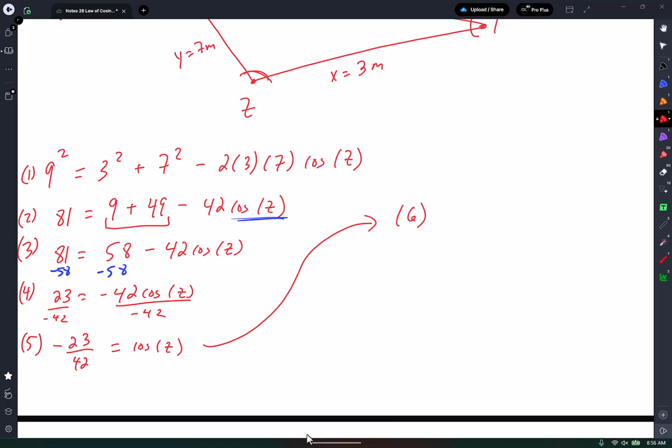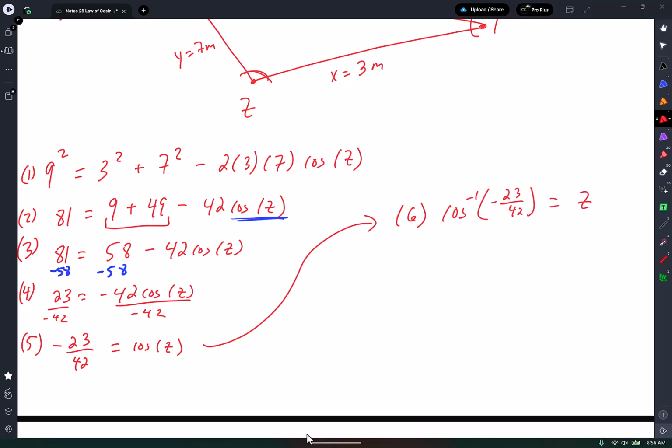Are we still okay? All right. How do I get z by itself? How do I get rid of that cosine? Because it's cosine of z. Perfect. Arc cosine, or you can also say inverse cosine. They both mean the same thing. So I'm going to go arc cosine, cosine of negative 1 of negative 23 over 42 equals z.